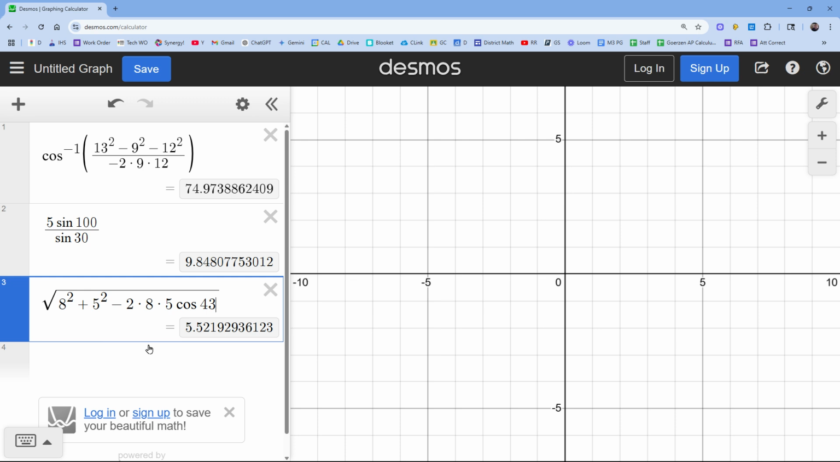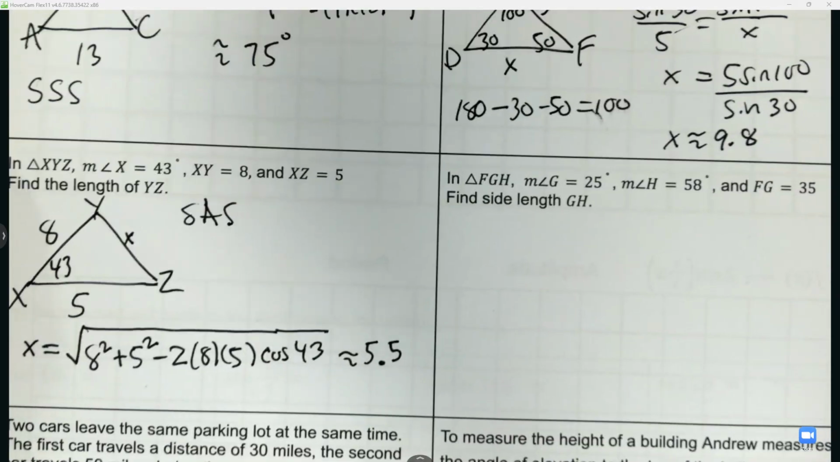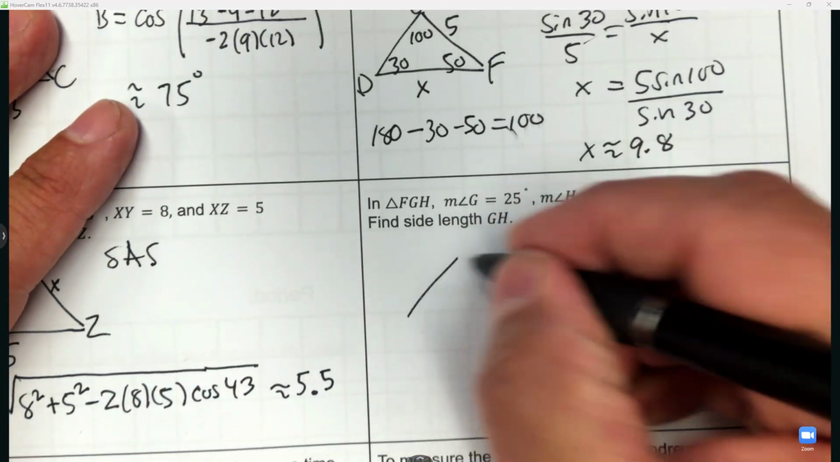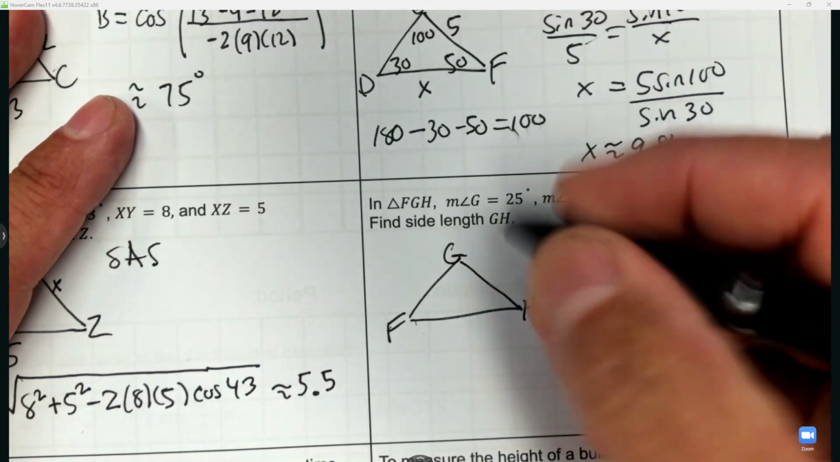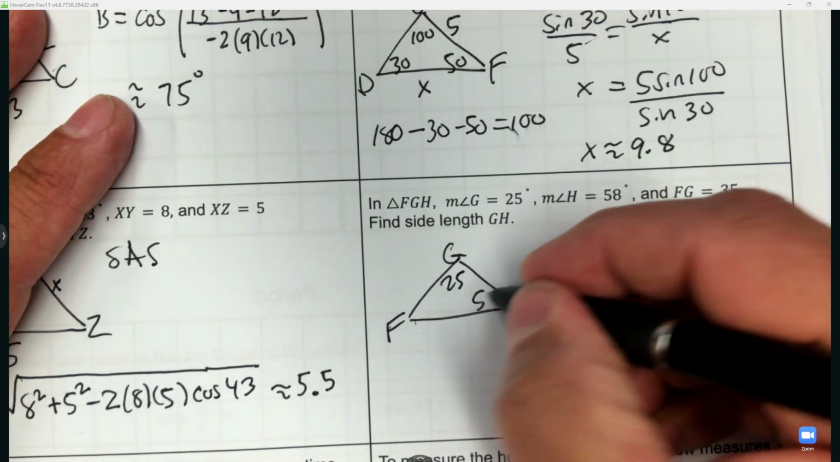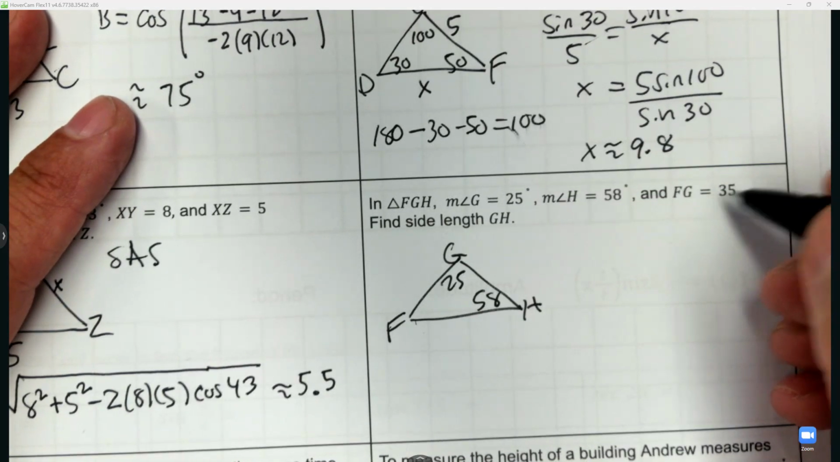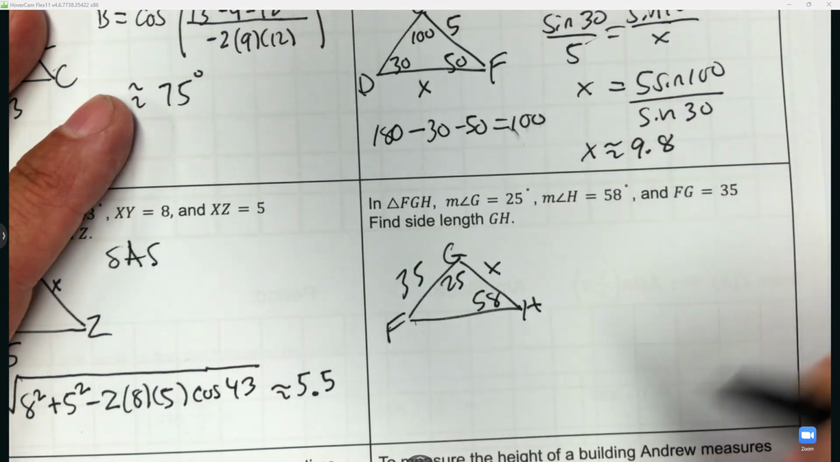And I'm going to round that to 5.5. All right, we have another triangle, FGH. So we go FGH. Angle G is 25, angle H is 58, and F to G is 35. And it says find length GH.